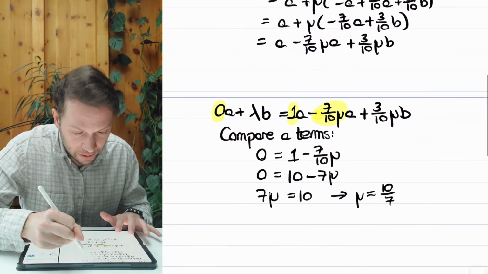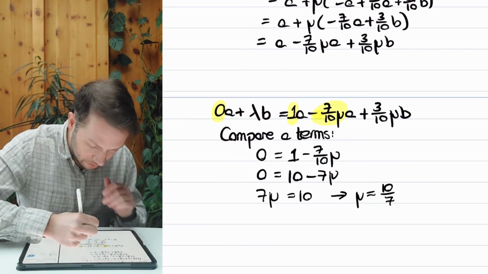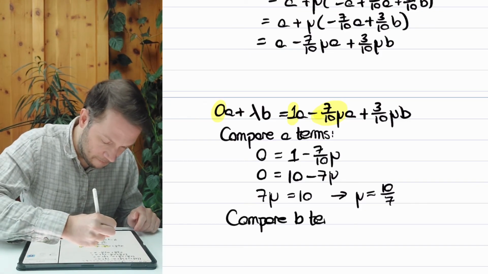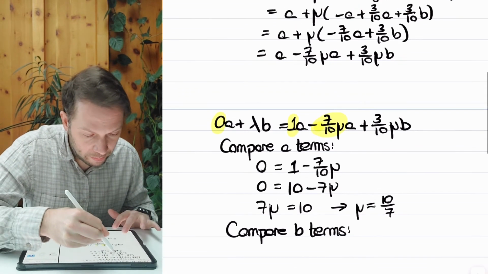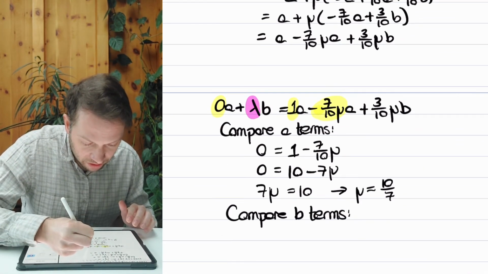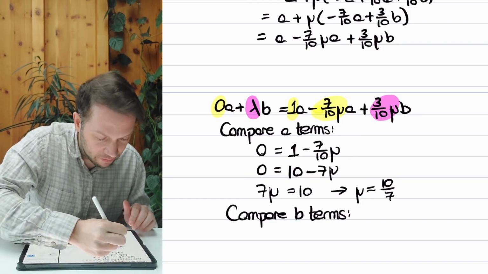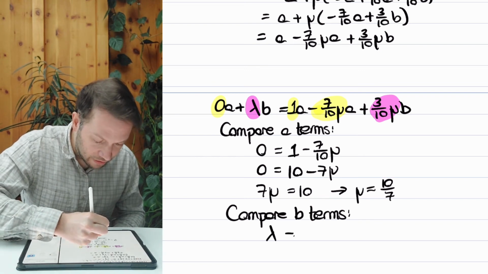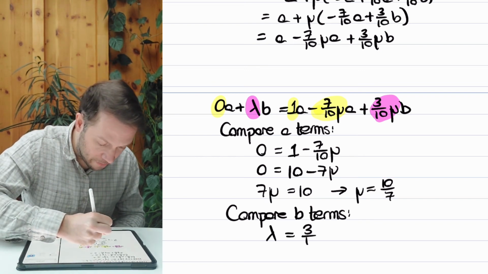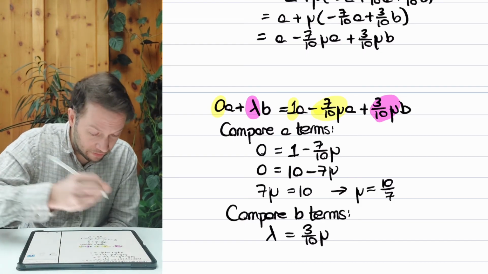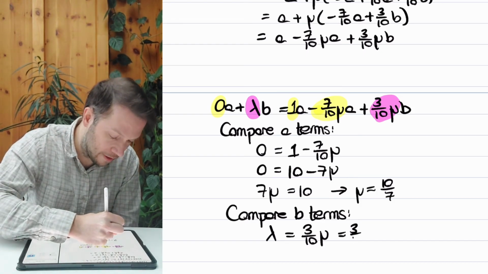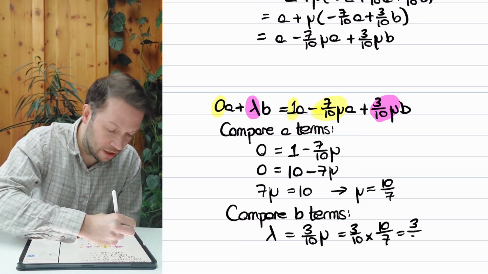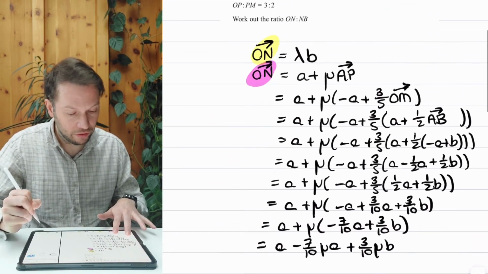So let's compare the b terms. Now, what have we got of b on each side of this equation? We've got lambda lots of b, and on the right-hand side, we've got 3/10 mu lots of b. So we can therefore say that lambda is equal to 3/10 mu. But we know what mu is. It's 10/7. We just worked it out. So it's 3/10 times 10/7, which is 3/7. So we've worked out that lambda is 3/7.